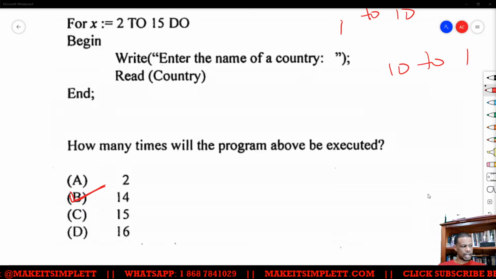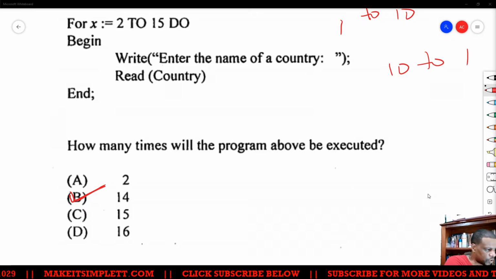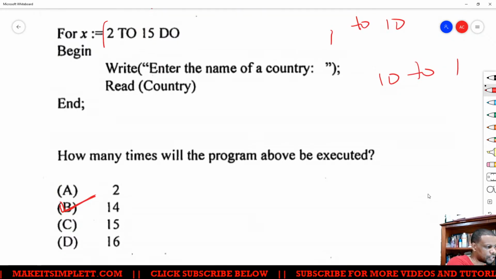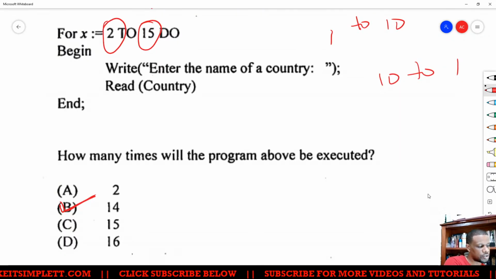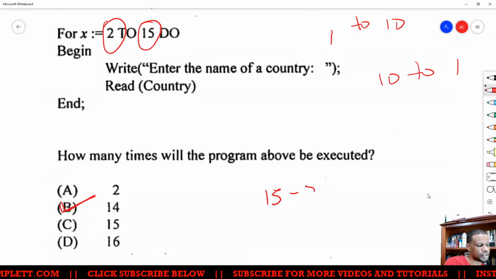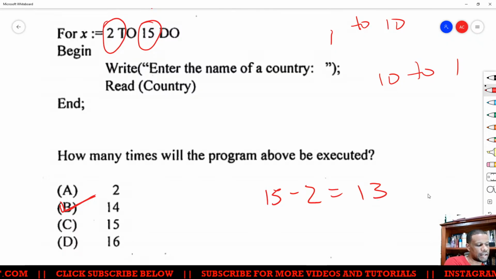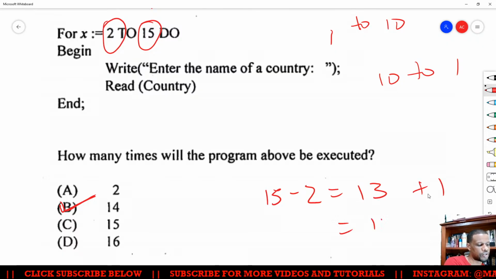Right. So there must be some scientific way for you to figure out how many times the loop will run. The scientific way is to subtract the two numbers and add 1. So you're going to get 15 minus 2 is equal to 13, and then you plus 1 to it and you'll get 14.